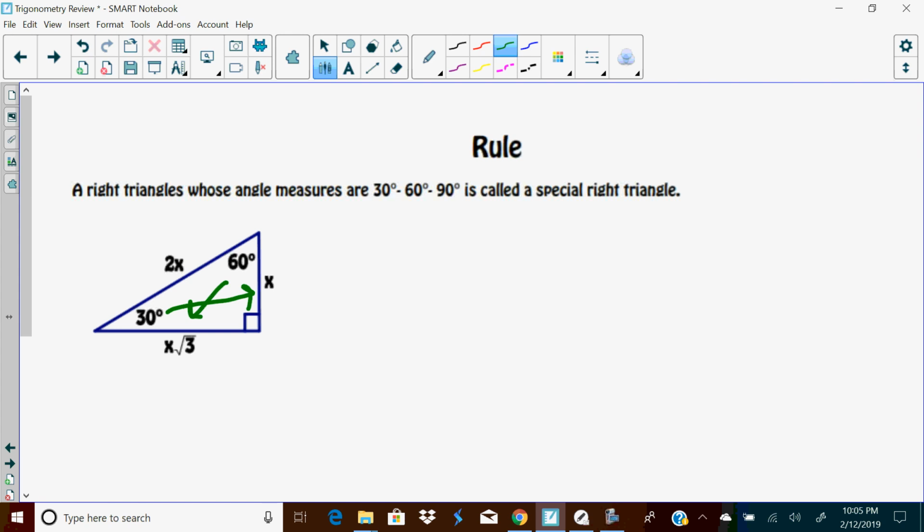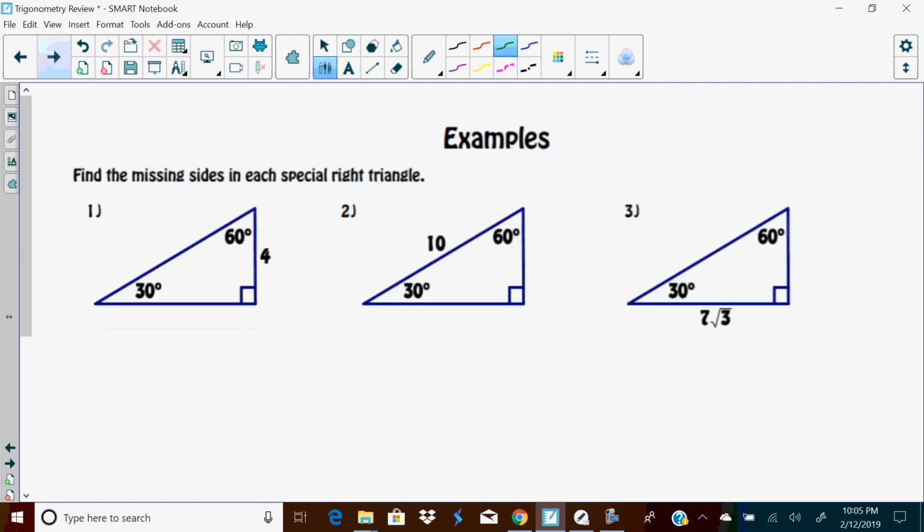So some examples would be, if I have a 30, 60, 90 right triangle, and I know that the side opposite the 30 degrees is 4, I know that this is 2 times 4, which is going to give me 8. And I know that this is 4 times the square root of 3.